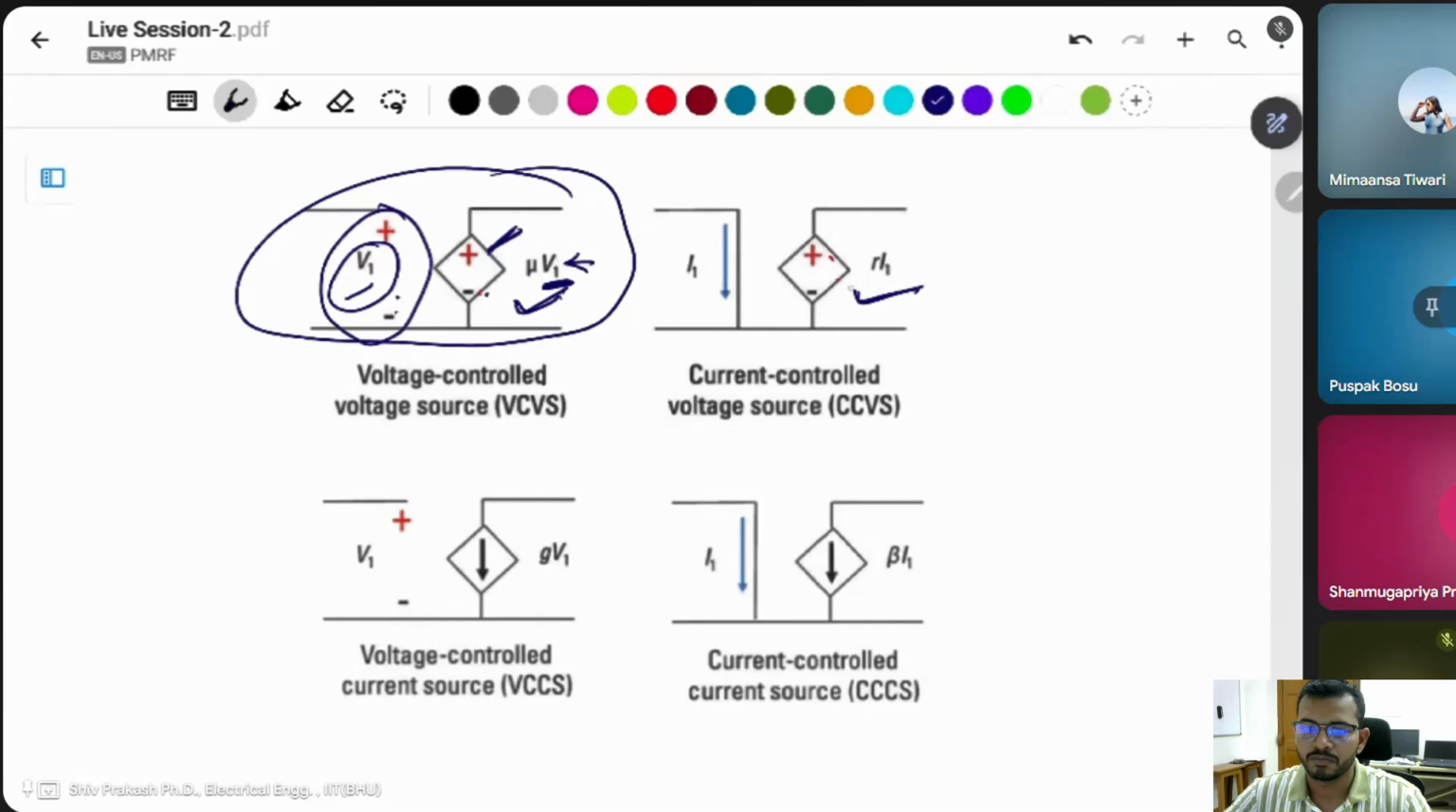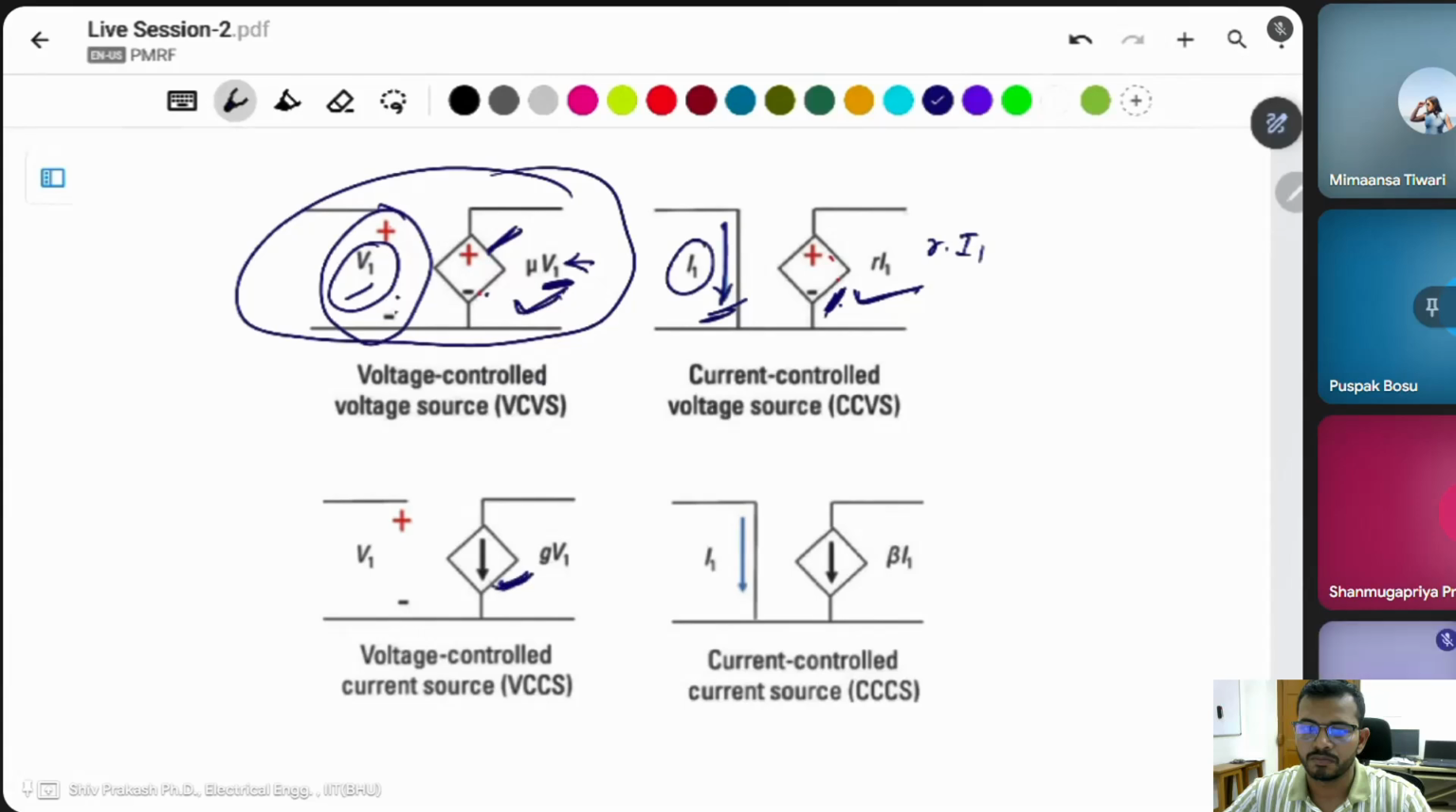Same thing here: this voltage source is controlled by this current I1, R into I1. It means this voltage source is controlled by a current. That's why this is known as a current controlled voltage source. Here, this is the symbol of a current source.